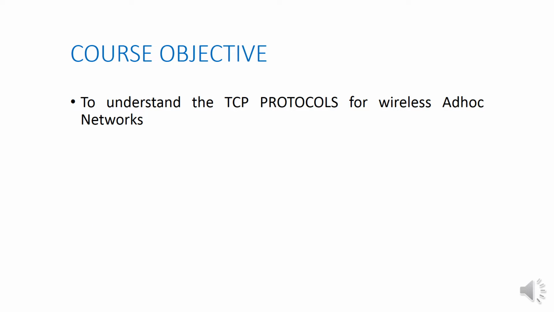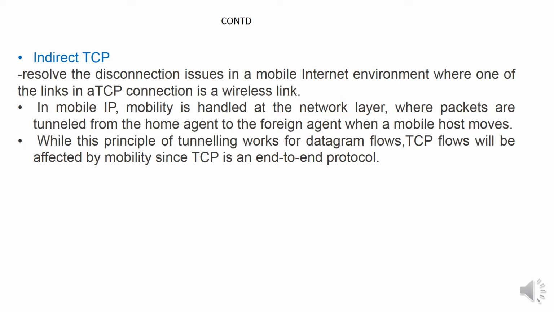The topic I'm going to cover is the TCP protocols for wireless networks. So indirect TCP resolves the disconnection issues in a mobile internet environment, where one of the links in the TCP connection is a wireless link.